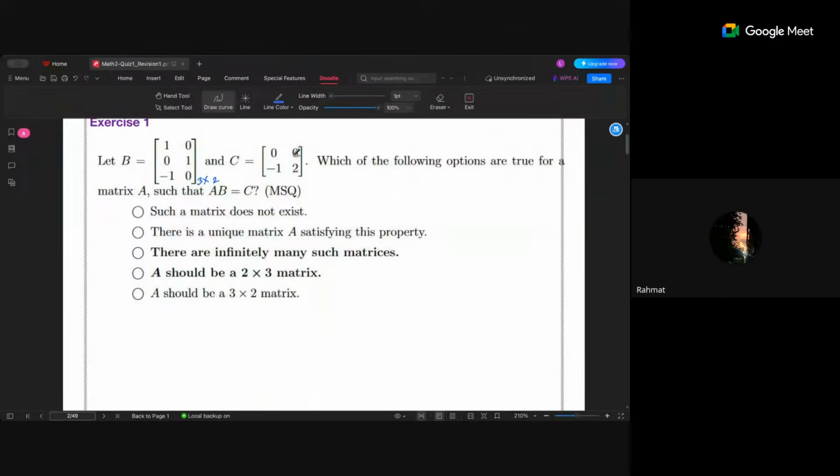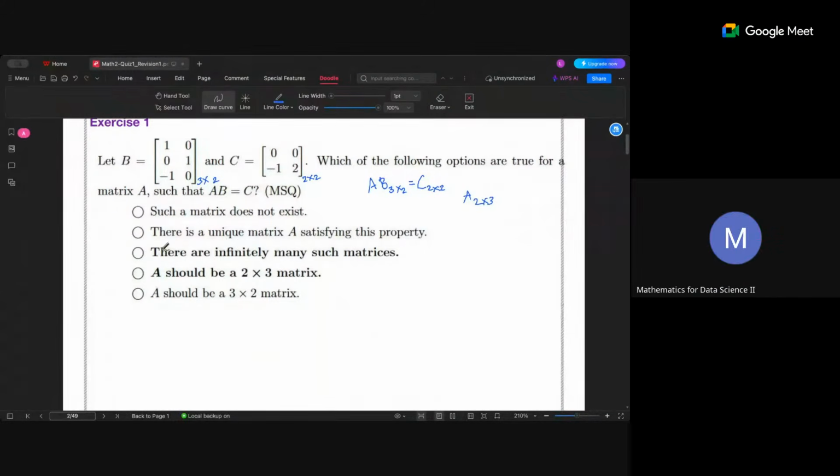2 cross 2. Okay, so what you are having here: A times B, where B is 3 cross 2, is a 2 by 2 matrix. So what should be the size of A? It should be 2 cross 3. A should be a 2 by 3 matrix.